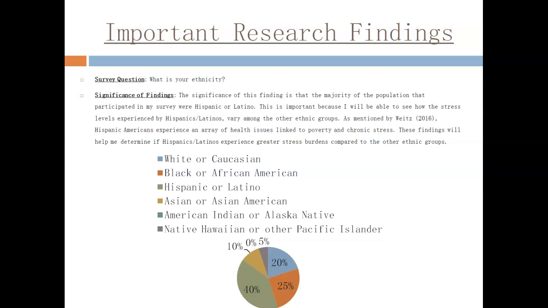As mentioned by Waits, Hispanic Americans experience an array of health issues linked to poverty and chronic stress. These findings will help me determine if Hispanic Latinos experience greater stress burdens compared to other ethnic groups.